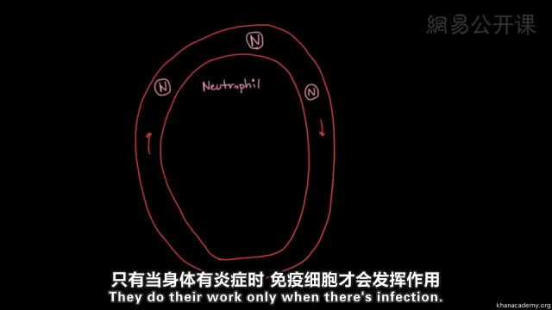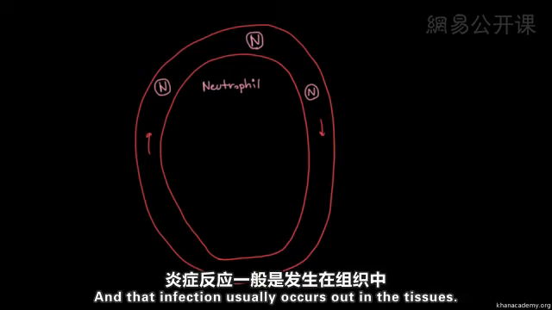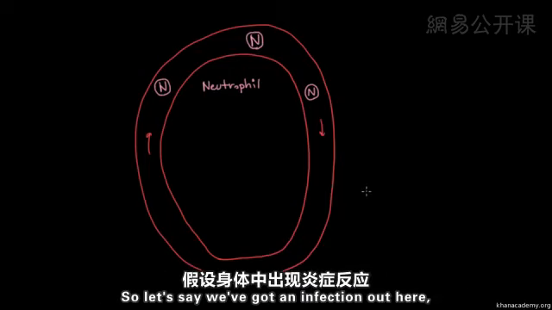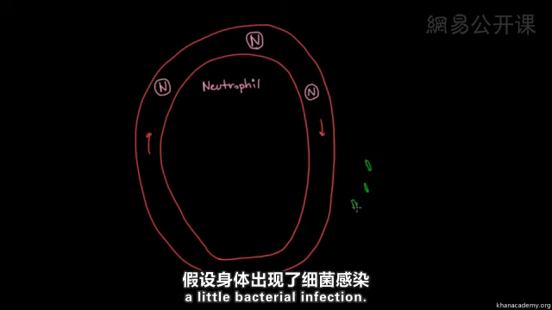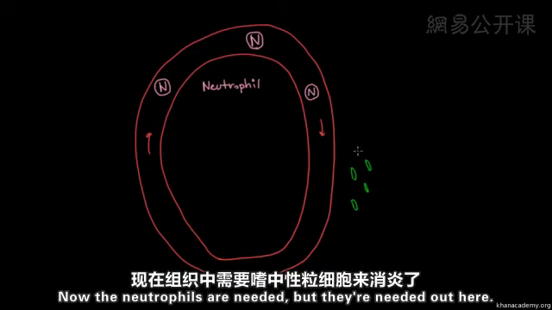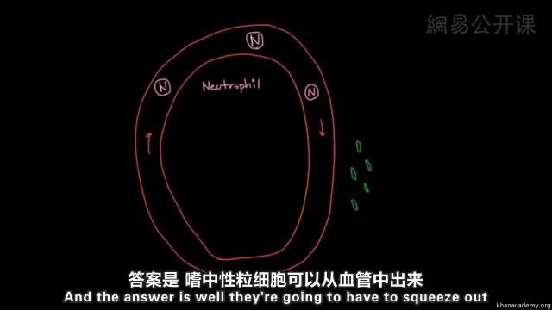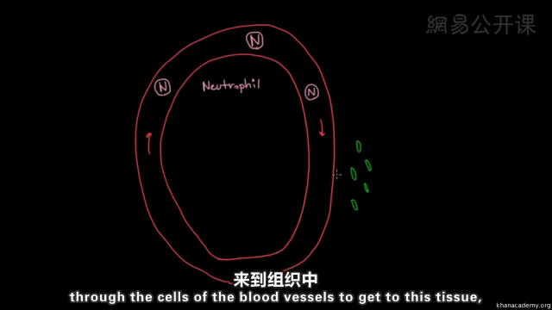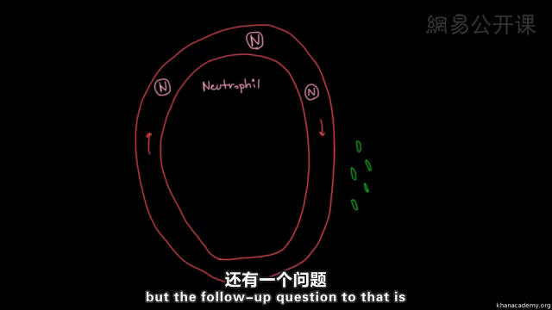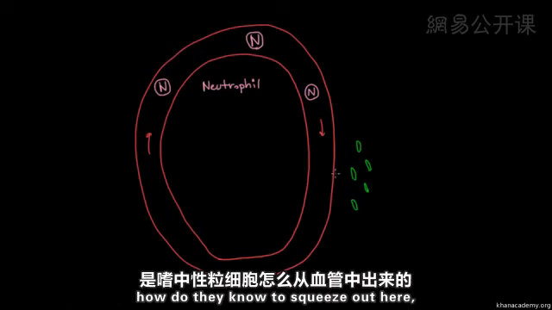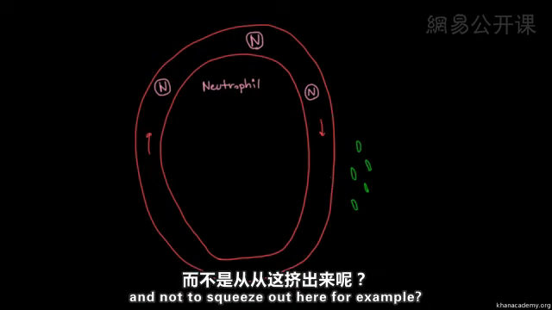They do their work only when there's infection. And that infection usually occurs out in the tissues. So let's say we've got an infection out here, a little bacterial infection. Now the neutrophils are needed, but they're needed out here. So the question is, how are they going to get there? And the answer is, well, they're going to have to squeeze out through the cells of the blood vessels to get to this tissue. But the follow-up question to that is, how do they know to squeeze out here and not to squeeze out here, for example?